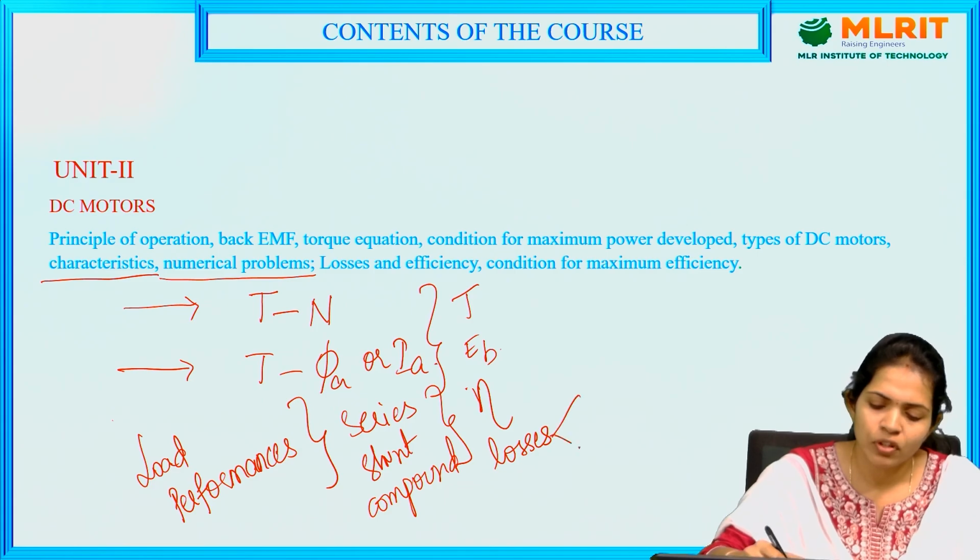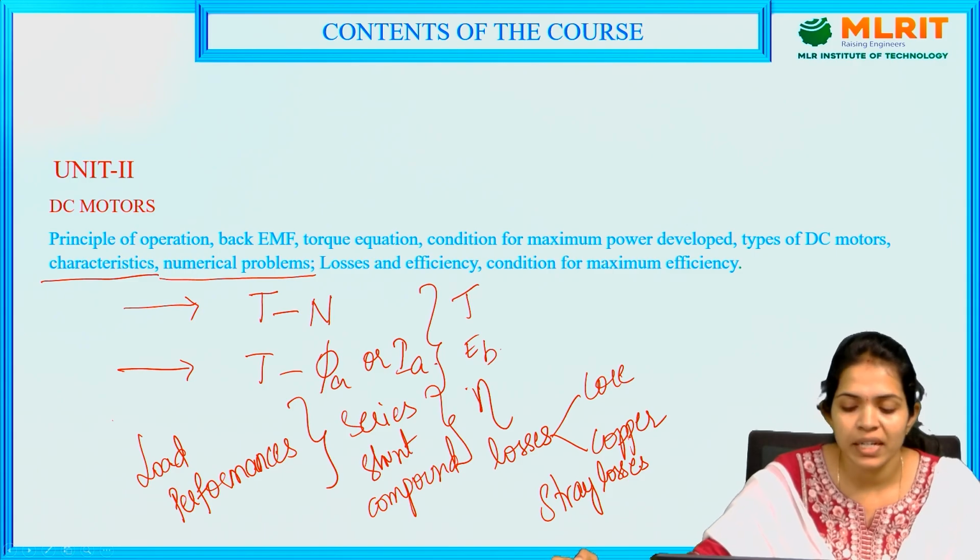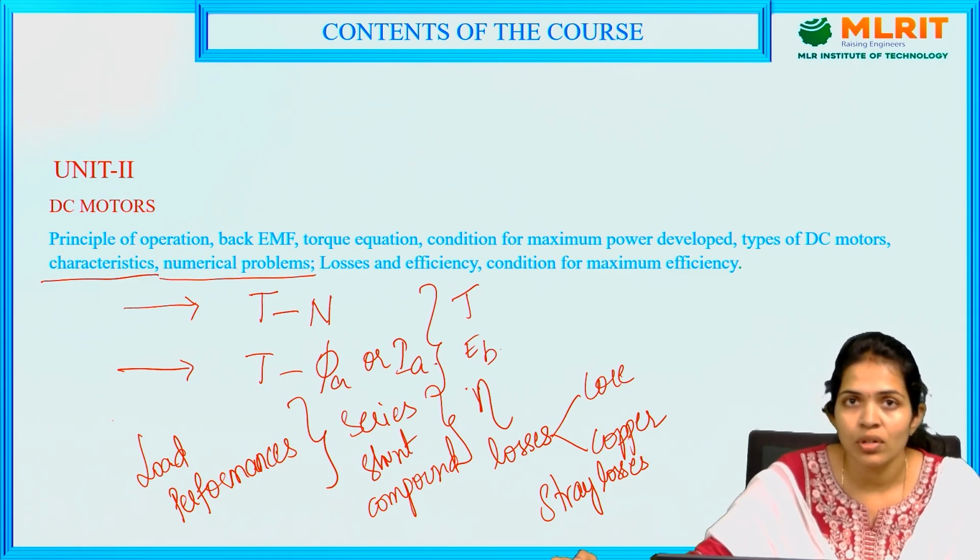We have core losses, copper losses. Apart from this, we also have stray losses. All these kinds of losses will be studied under the losses concept, and how these losses affect the efficiency of the DC motor will also be clearly studied under this topic.